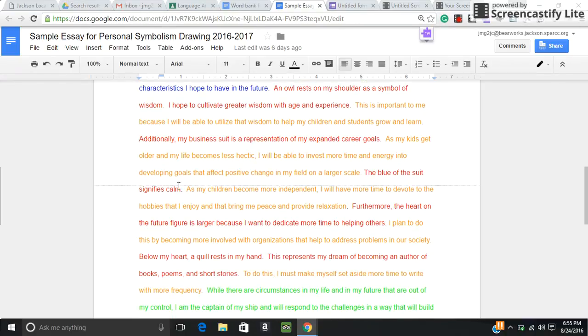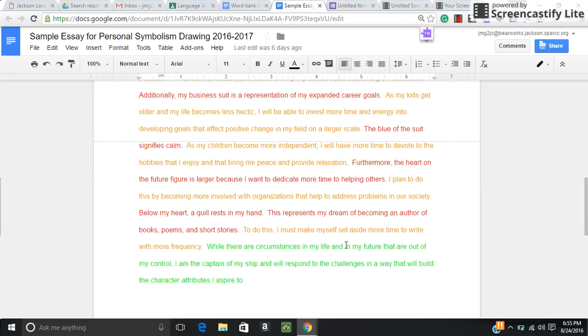The blue of the suit signifies calm. As my children become more independent, I will have more time to devote to the hobbies that I enjoy and that bring me peace and provide relaxation. Furthermore, the heart on the future figure is larger because I want to dedicate more time to helping others. I plan to do this by becoming more involved with organizations that help to address problems in our society.